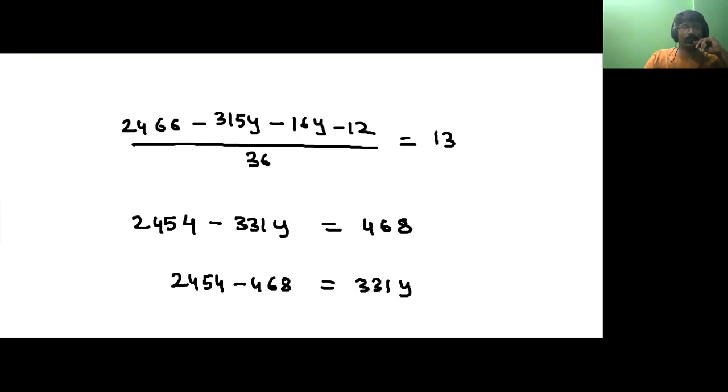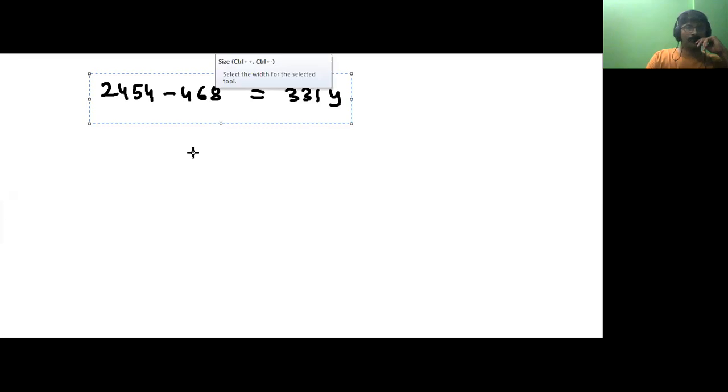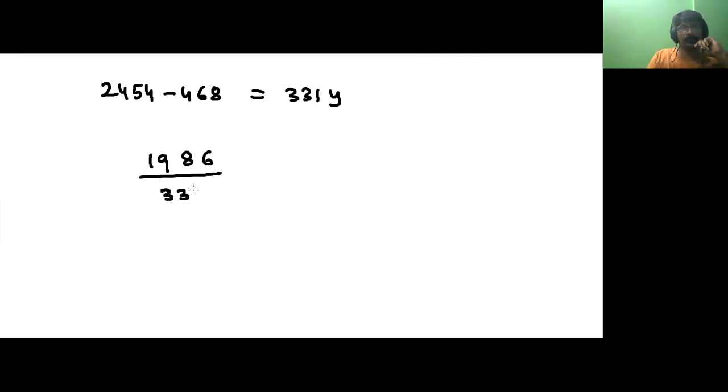And now if you will just take this equation, one second. So what will happen? 2454 minus 468 will become, okay, 4 minus 8 is not possible. So 14 minus 8 will become 6, and 5 minus 6, okay, or else 4 minus 6 is not possible. So 14 minus 6, 8. And then 23 minus 4, 23 minus 4 will become 19. 1986 divided by 331y is equal to 6.